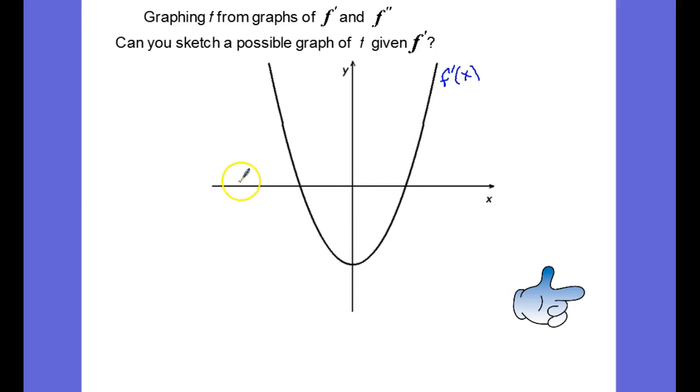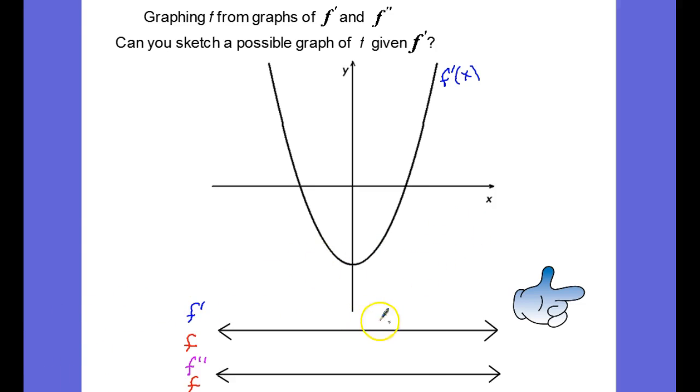Well, they've given me a lot of information in this graph, and one of the ways that we have been consistently making connections among f, f prime, and f double prime has been by using sign charts. So I am going to set up a couple of number lines below this graph that will function as sign charts both for f prime and f double prime. Alright, so now that I've got my sign charts set up, let me do this.